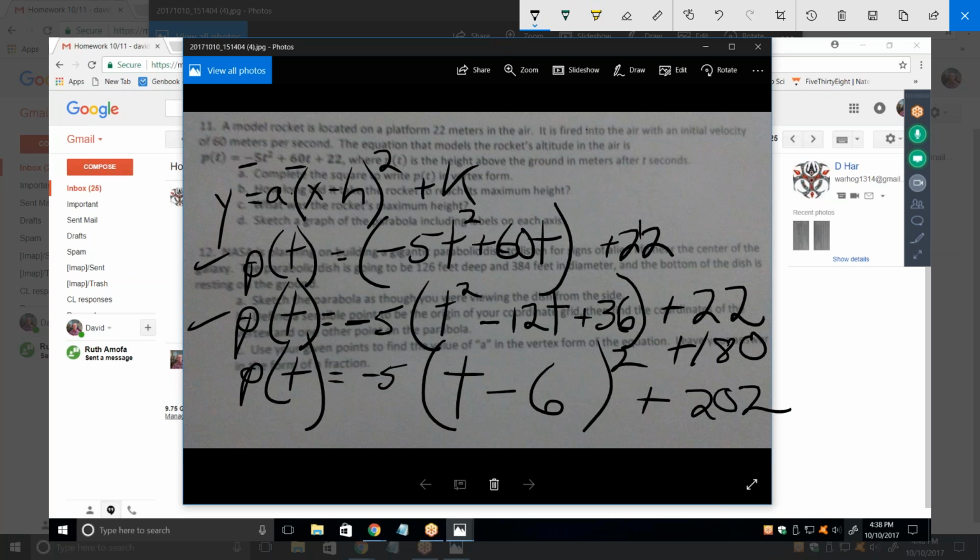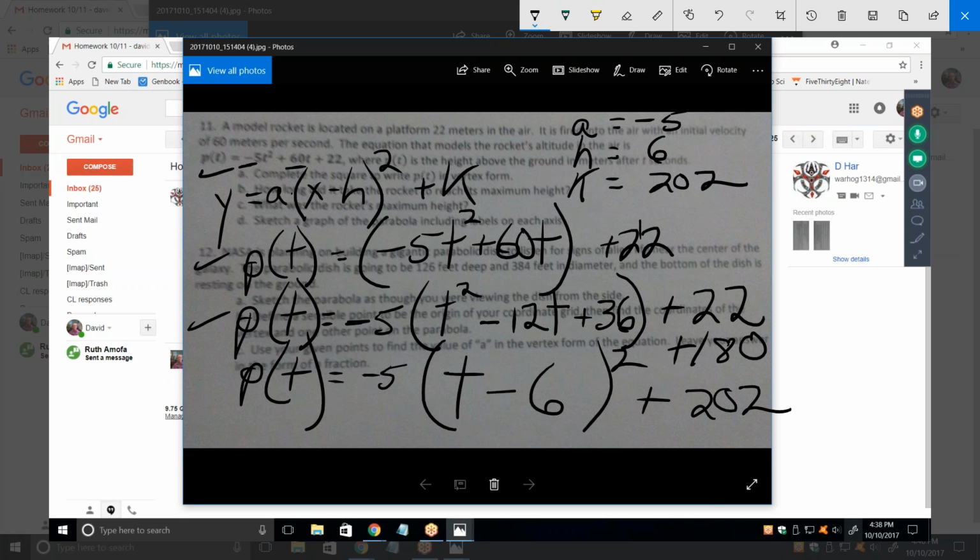The only difference is now that it's in perfect vertex format. So tell me what a is, tell me what h is, and tell me what k is. a is negative 5. h is 6. And k is 202. All right. So we've answered part A.